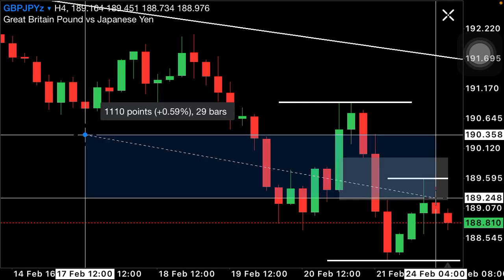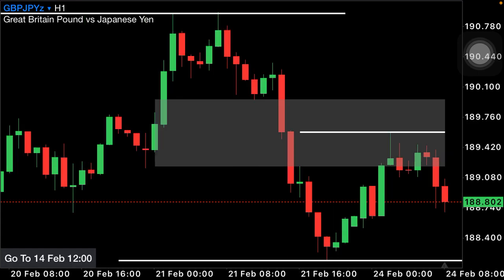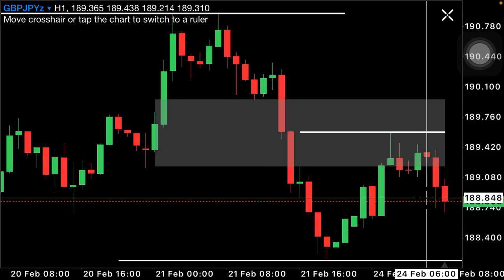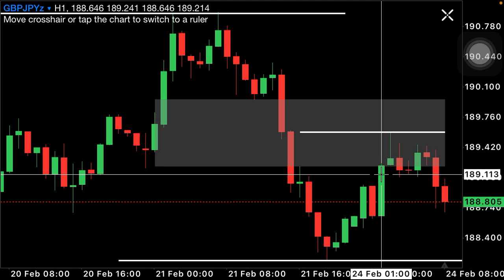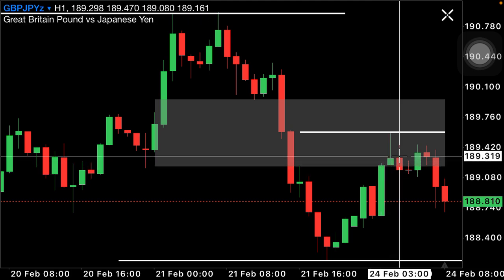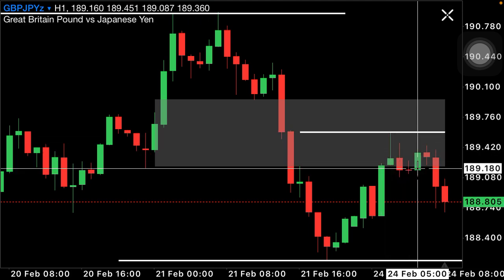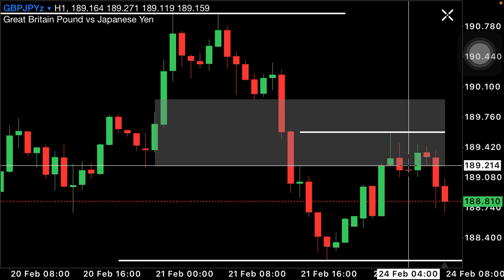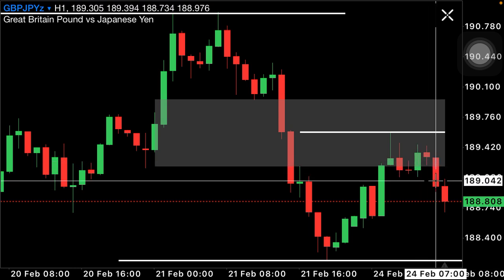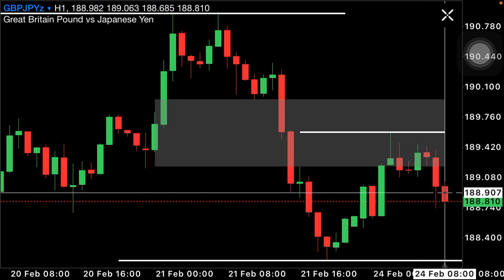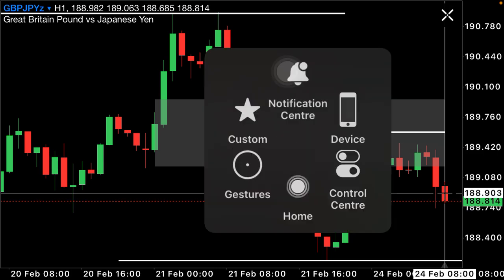Let me check 1 hour. You can see it fill this gap, and then it started going down. So let's see how it goes. Let's see how it plays out.